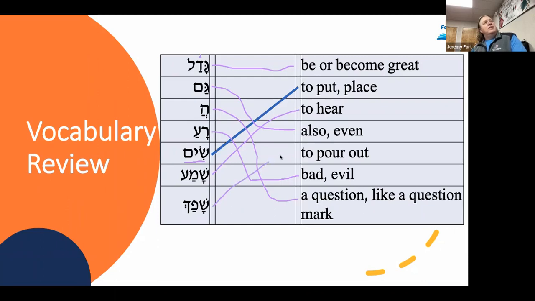Pour out. Exactly. So if I were to take this and shapak it into a glass, I'm pouring it out. Okay. Exactly. All right. Very good. Very nice.